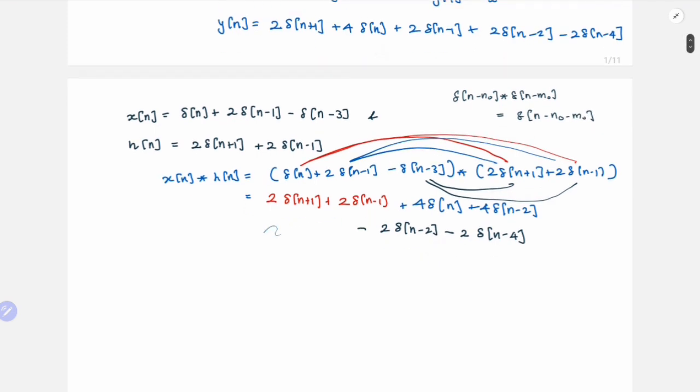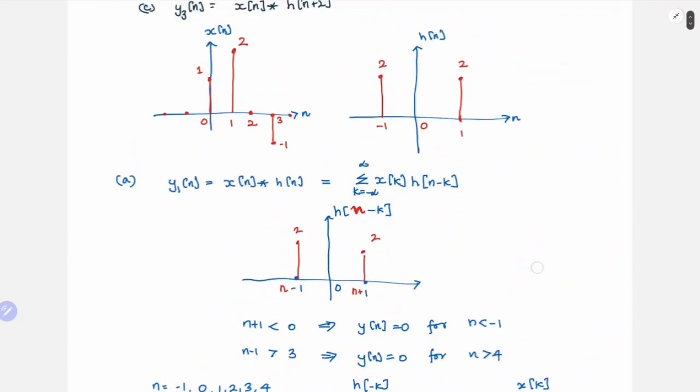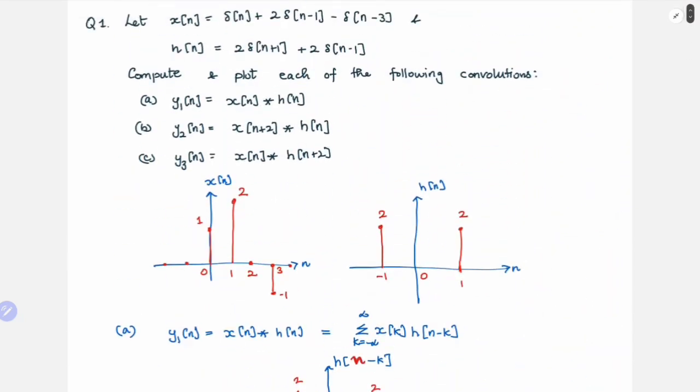Okay, so now you can simplify this. So you have 1 delta of n plus 1 term and 4 delta of n. Delta of n minus 1, you have only 1, 2 delta of n minus 1. And delta of n minus 2, you have plus 2 delta of n minus 2. And you have minus 2 delta of n minus 4. So if you compare this with this, you're seeing the results are matching. Okay. So let us take a look at B and C subpart.